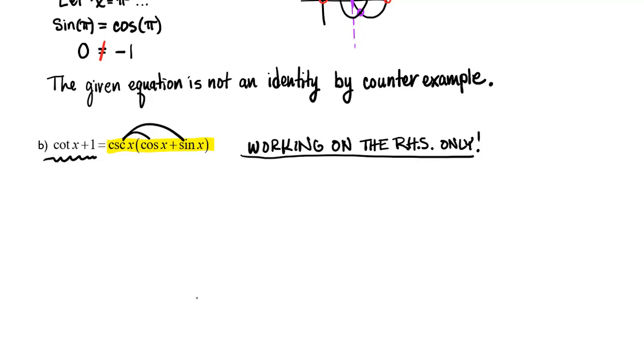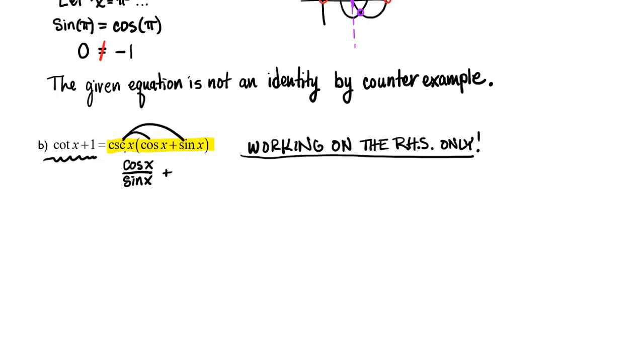The previous one was pretty obvious. I knew what sine and cosine looked like, and I was able to just show by counterexample that it was not an identity. This one's not so obvious. So I'm going to distribute my cosecant x to my cosine x. And I know that cosecant x is 1 over sine. So I'll have cosine of x over sine of x.